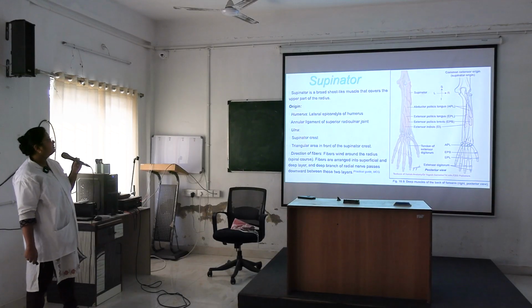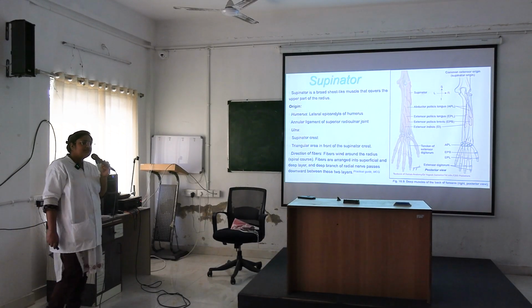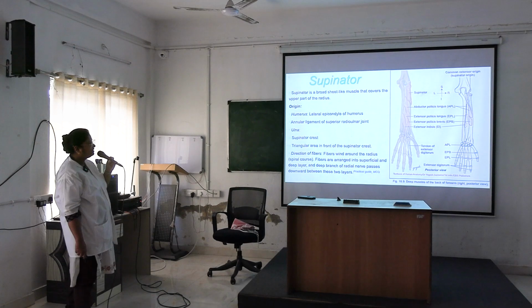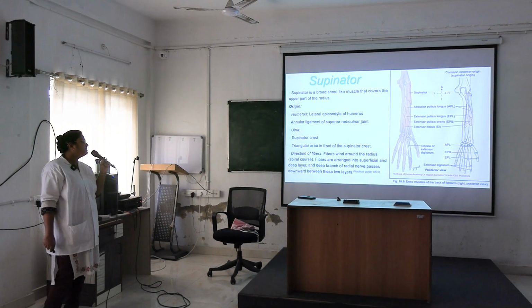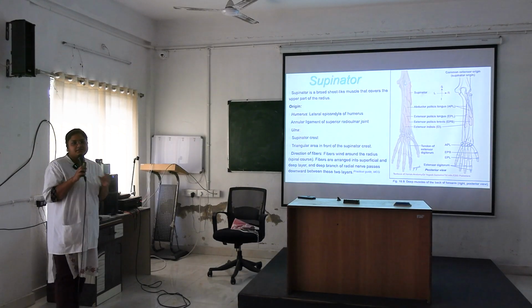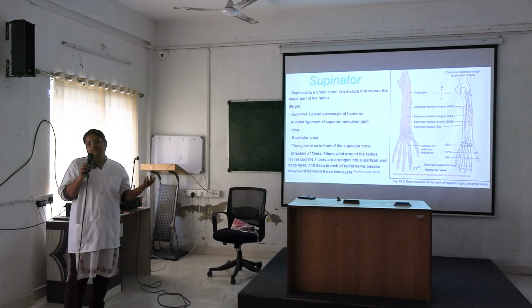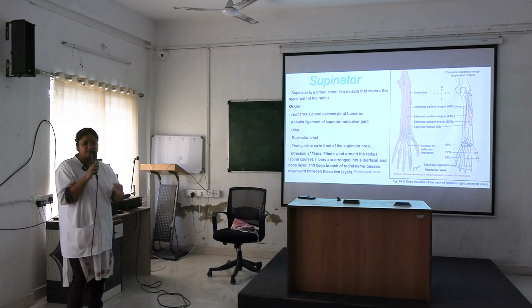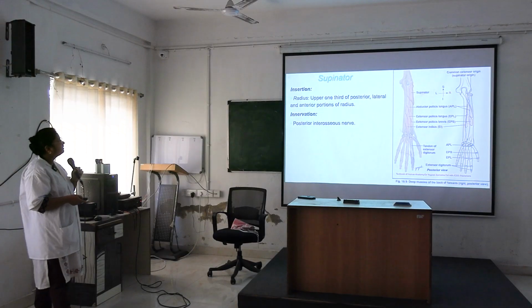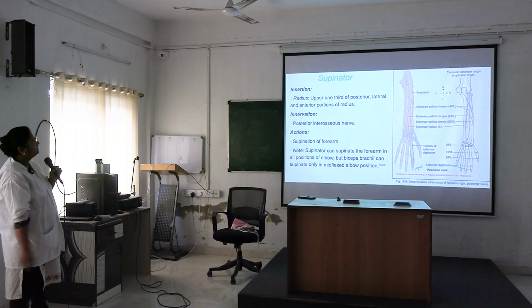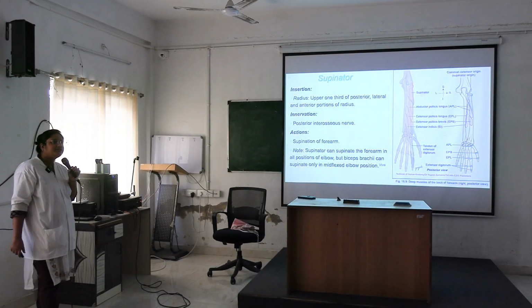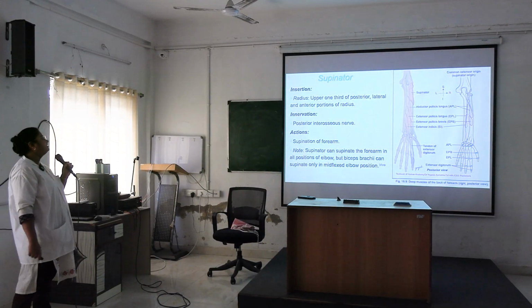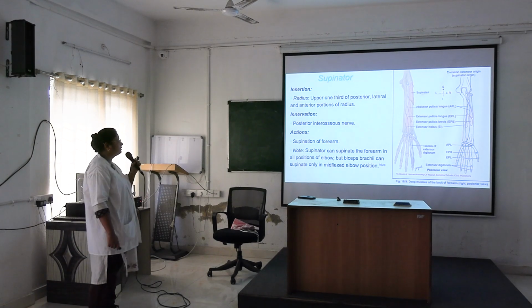Direction of fibers: they wind around the radius in a spiral course, and fibers are arranged into superficial and deep layers. The deep branch of radial nerve passes downward between these two layers. The posterior interosseous nerve is formed by the deep branch of radial nerve after piercing through this supinator. Insertion is the upper one-third of posterior, lateral and anterior portion of the radius. Innervation is posterior interosseous nerve, action is supination of the forearm.